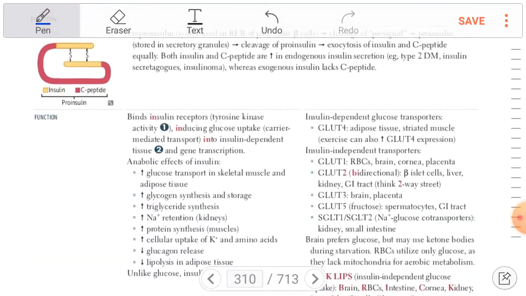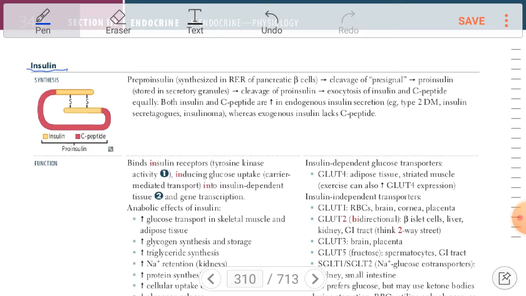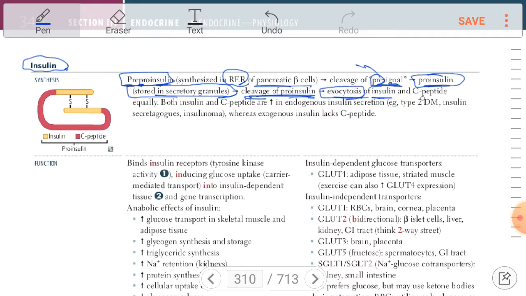Then we have here the structure of the insulin. The insulin at the beginning is what? Preproinsulin. It's synthesized in the rough endoplasmic reticulum in pancreatic beta cells. So we said that it's a pre-pro. Cleavage of the pre part leads to formation of proinsulin. Proinsulin is stored in secretory granules. Then cleavage of the proinsulin leads to exocytosis of insulin and C-peptide.